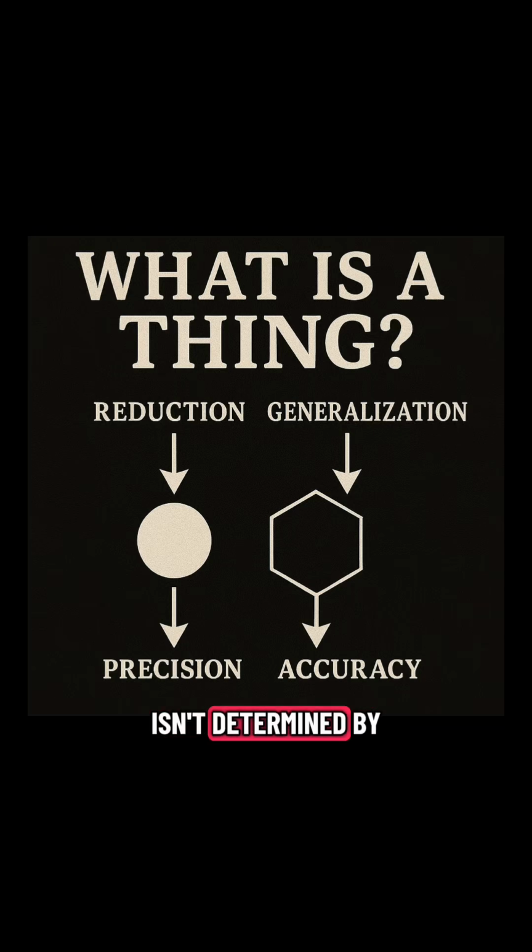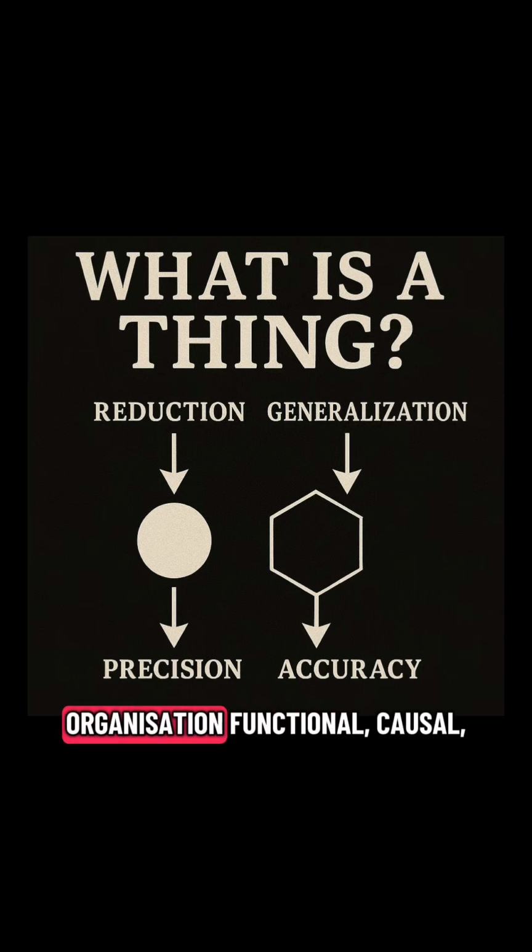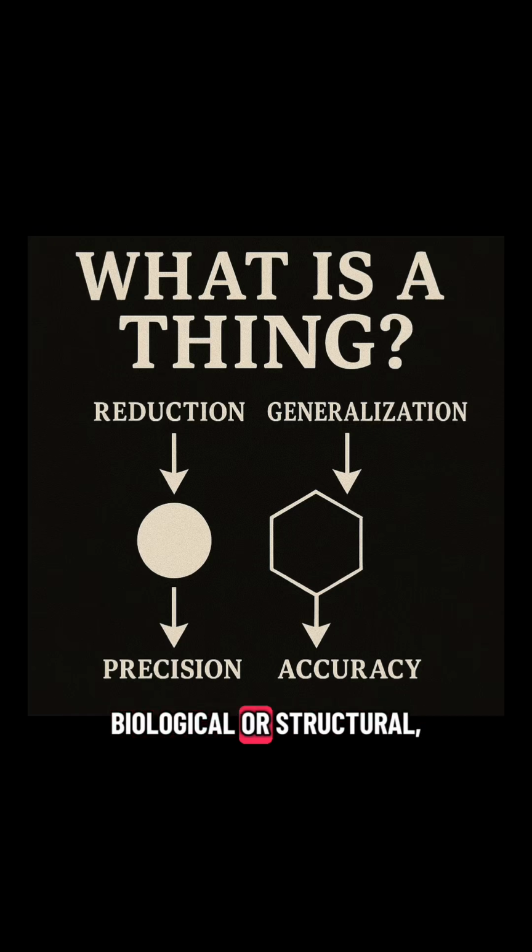A correct view isn't determined by how sharp or technical a definition is, but by how well the explanation fits the real structure of the thing being described. Accuracy gives you a broad, faithful picture of the phenomenon, while precision gives you narrow, crisp boundaries. Both matter, but neither is sufficient on its own. The explanation that deserves to be called correct is the one that captures the right level of organization, functional, causal, biological, or structural, without distorting the phenomenon by forcing it into overly rigid categories. In this sense, the first determinant of correctness is ontological fit. The view must match what the thing actually is, not what is easiest to measure or define.